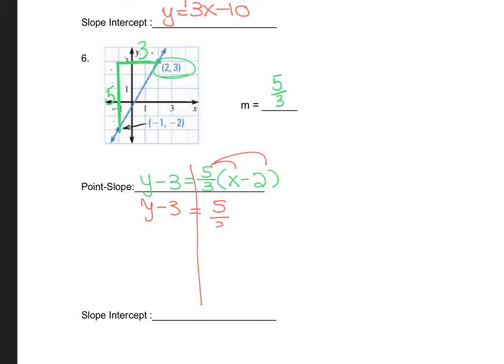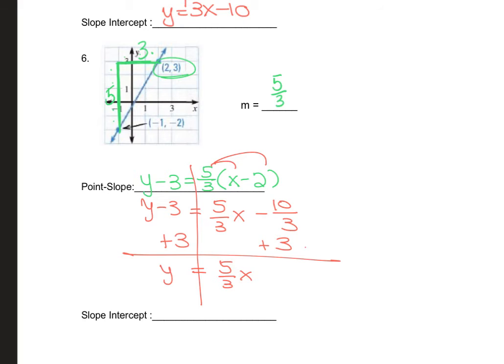I'm going to get 5 thirds x. This is going to be minus 10 over 3. Please feel free to use your calculator if you have one. I'm going to add 3 to both sides. I'm going to get y equals 5 over 3x.